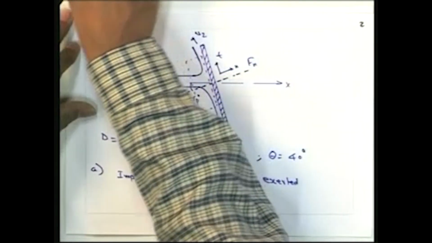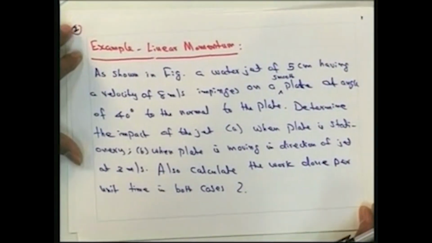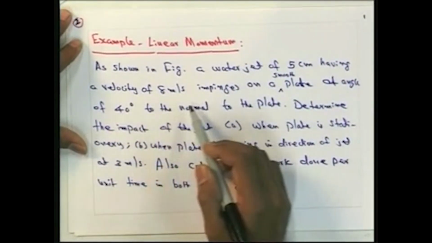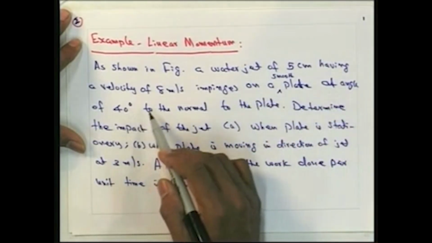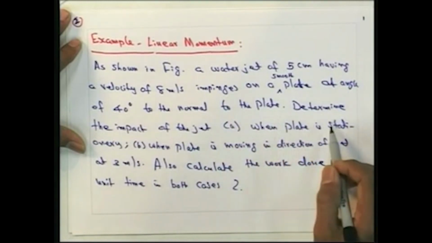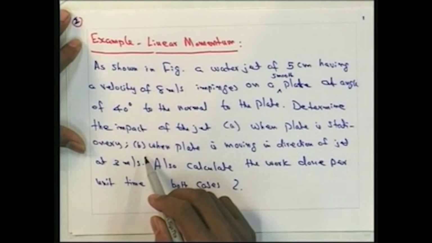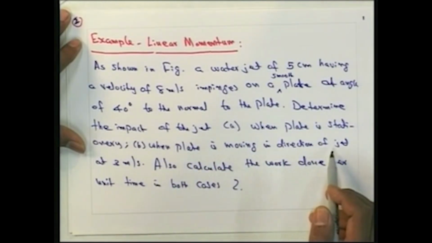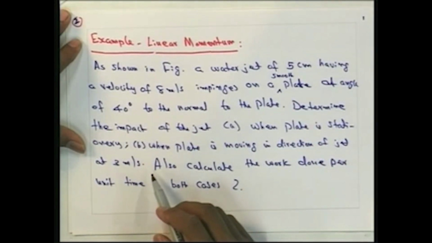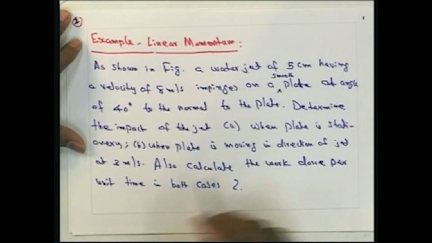We have to find the following: a water jet of 5 centimeter diameter having a velocity of 8 meter per second impinges on a smooth plate at an angle of 40 degree to the normal to the plate. We have to find the impact of the jet when the plate is stationary, case A, and case B, when the plate is moving in the direction of the jet at 3 meter per second. Also calculate the work done per unit time in both cases.